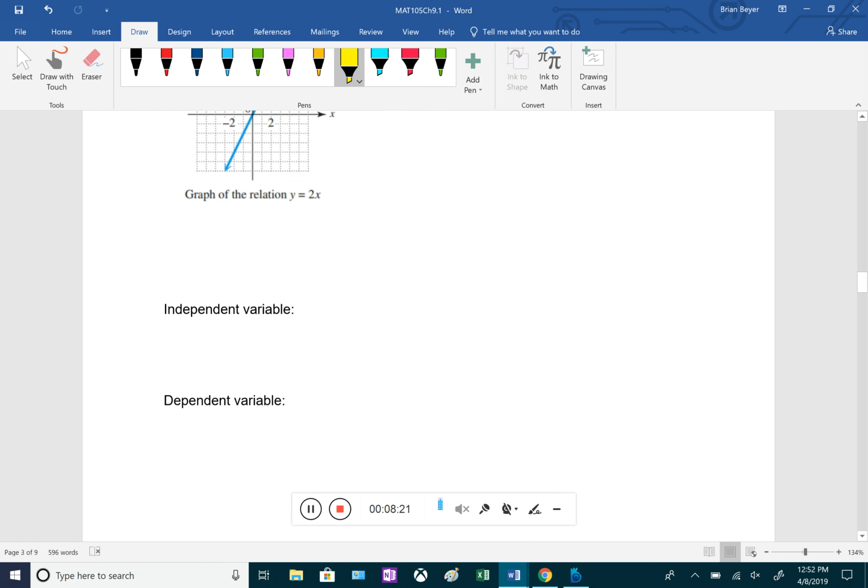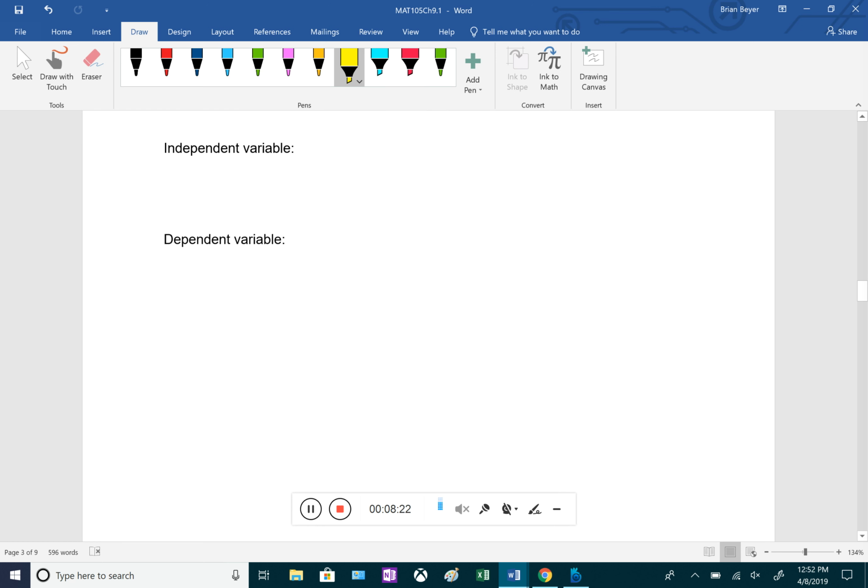Okay, so when we have an equation, we get two variables. We have the x and the y. For the independent variable, we say that that is the x, and this can take on any value from the domain.